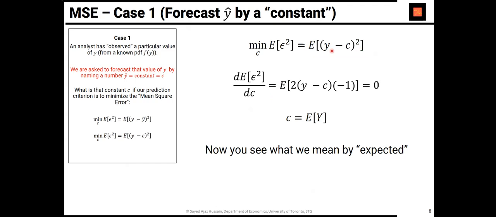You should know how to go from here to here. I mean, you can, for example, square this term already and remind yourself that expectation is a linear operator that passes through. So in 5 seconds, you can take the derivative. That's the first order condition. And over there, voila, you're done.